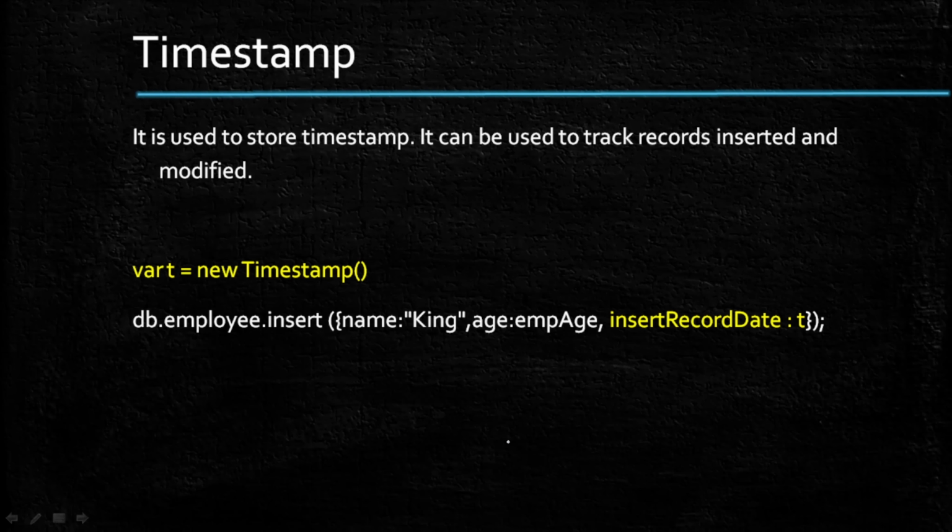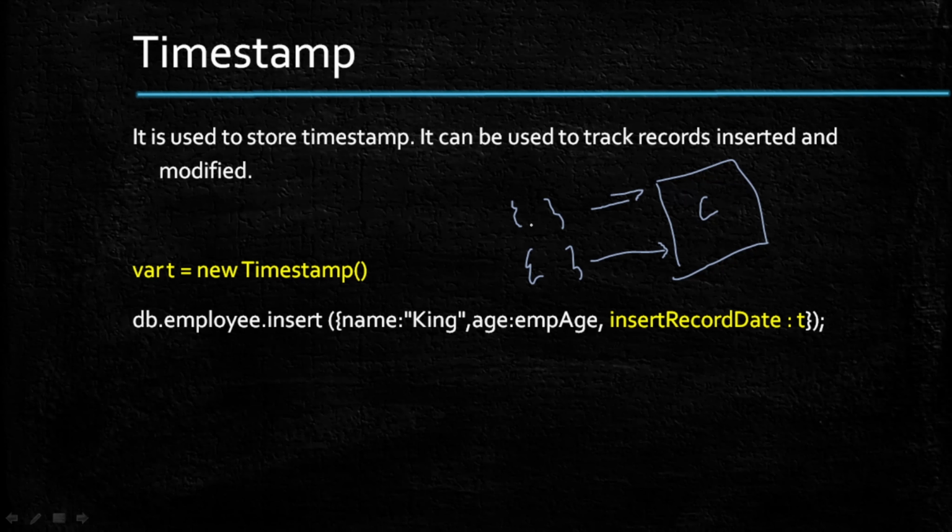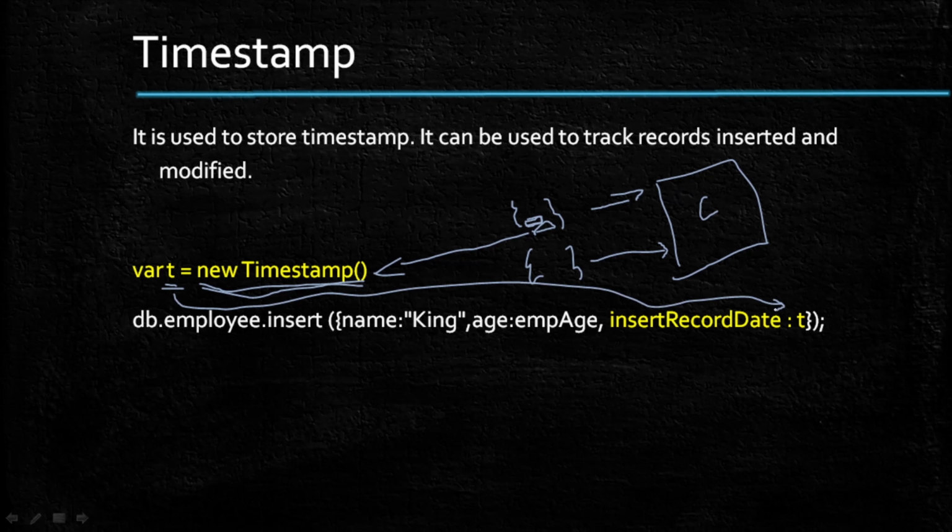Now we will see timestamp. It is used to store a timestamp. It can be used to track when a record is inserted or modified. To better understand, I will give one example. This is my collection and each document is inserted into this collection. For tracking purposes, I have created fields for inserted date and modified date. The two fields will use the timestamp object. We can identify when the data is inserted or when data is modified. So for this example, I have created one variable, t. Then I have assigned the timestamp object to that variable. The same timestamp is inserted into our collection.